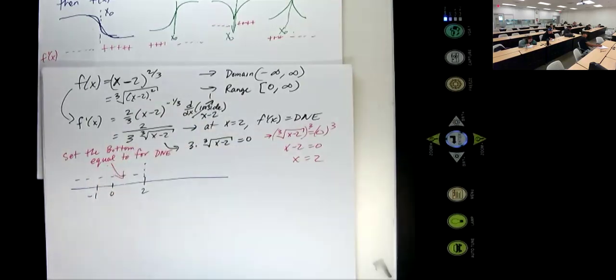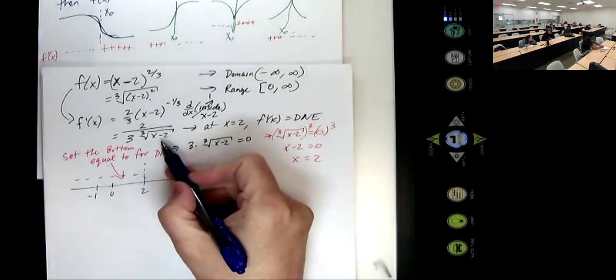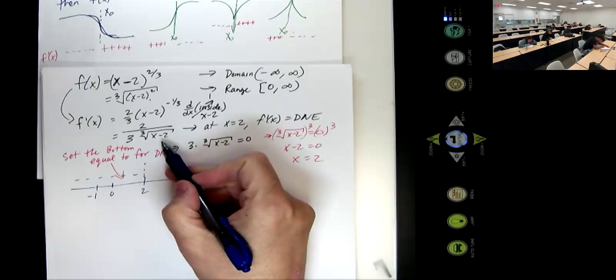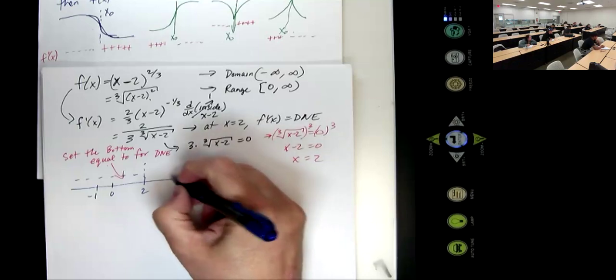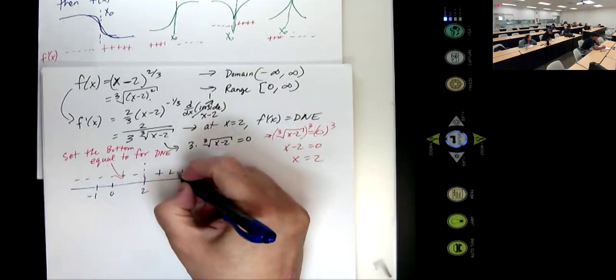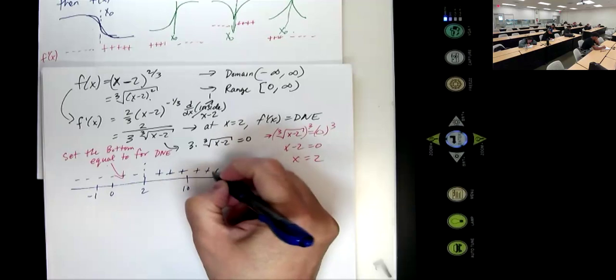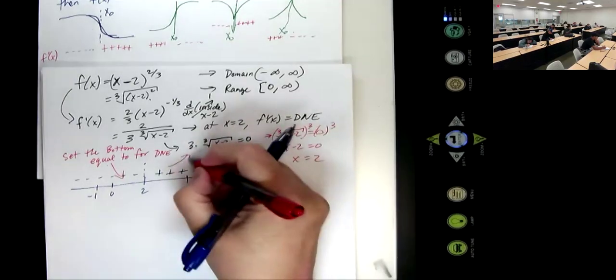And if we stick in like 10, the denominator is gonna be positive, cube root of 8 is 2. That's positive. So the right side is plus. And this will be up.